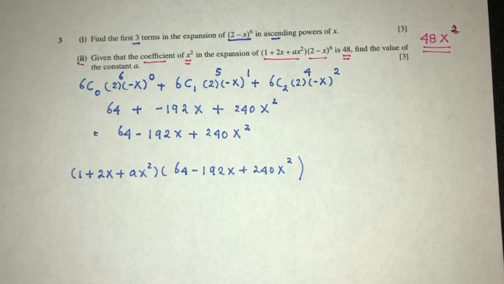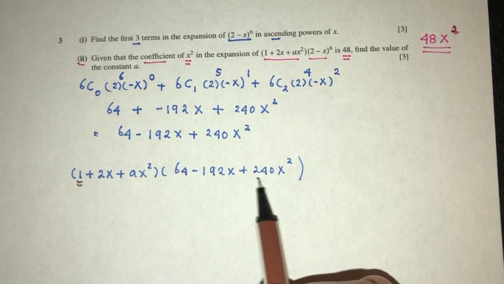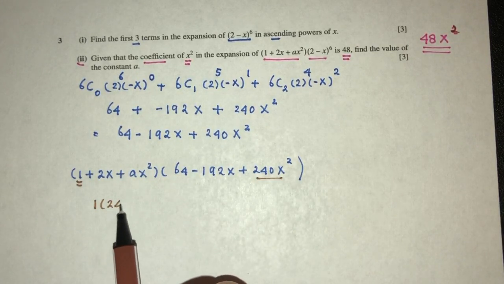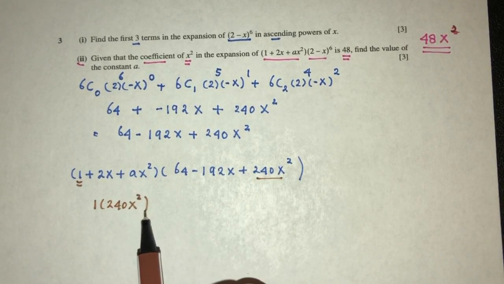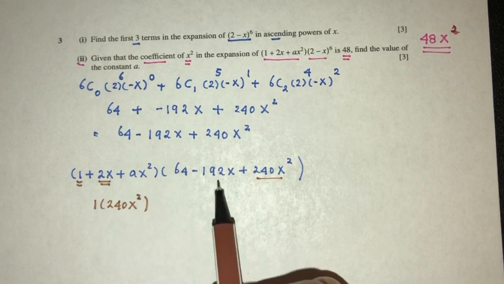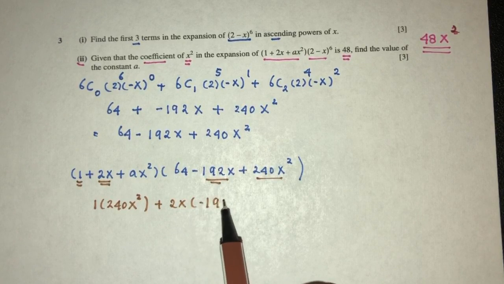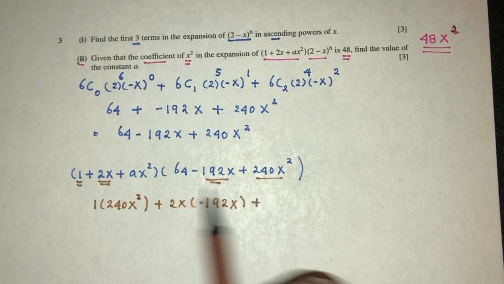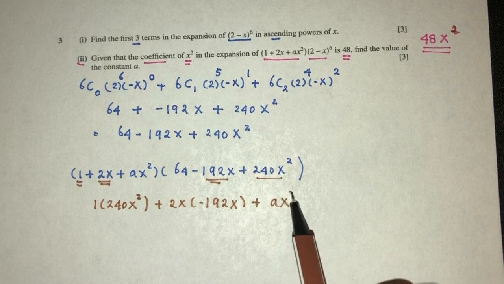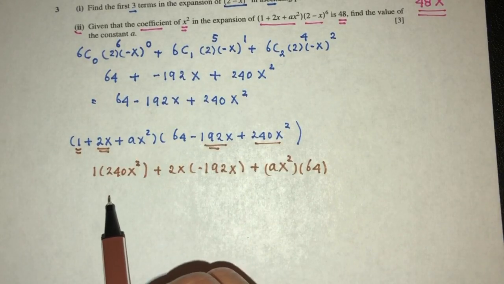Okay, now in this expansion we only care about the term which is in x squared. We don't need the whole thing. We can pick and choose which one we can expand. I take 1, I have to multiply by which one? By this one, obviously it will have 1 times 240x squared. Now if I take this one, here we have x already, so we have to multiply by this one. That will be plus 2x times minus 192x. And finally here we have ax squared multiplied by this one, because here we have x squared already. Now we have to simplify. You have 240.